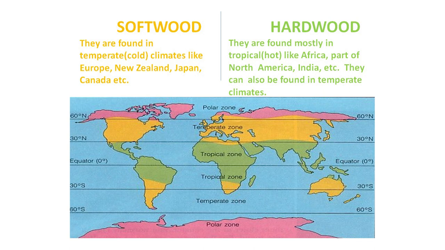On the other hand, hardwood can be found in mostly tropical areas. And when I say tropical, I mean hot areas. Can you give me examples of hot areas? Hot continents? Yes. Number one is Africa. Do you know that apart from Africa, a part of North America is also hot, and we can find hardwood trees there. Then also India and many others. But do you know that apart from the fact that hardwood can be found in hot areas, it can also be found in temperate climates, cold climates. So hardwood can be found in both tropical and temperate climates.